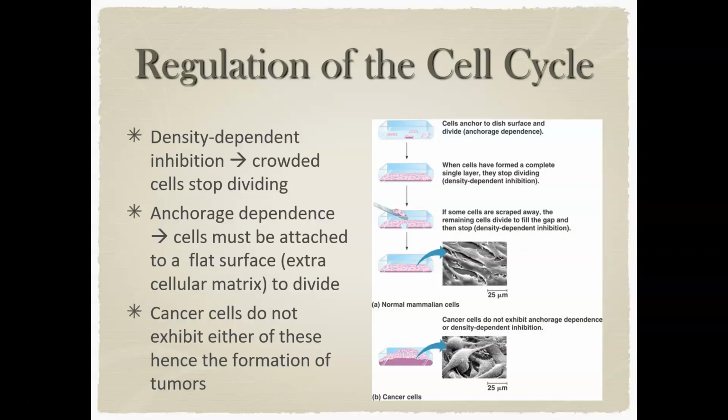So your cells are supposed to be attached to some sort of flat surface in order to allow it to divide. So when we talk about it in a tissue culture, it has to be attached to a matrix at the bottom of that petri dish. When we talk about it in your body, remember us talking about that extracellular matrix, sort of that Velcro that holds cells, layers of cells together in a tissue. If they're not attached to that, they shouldn't be dividing.